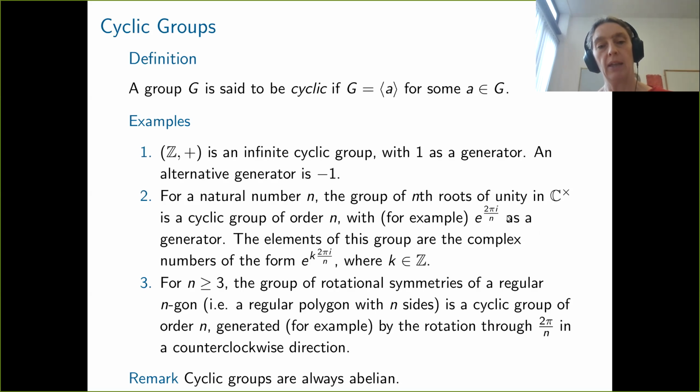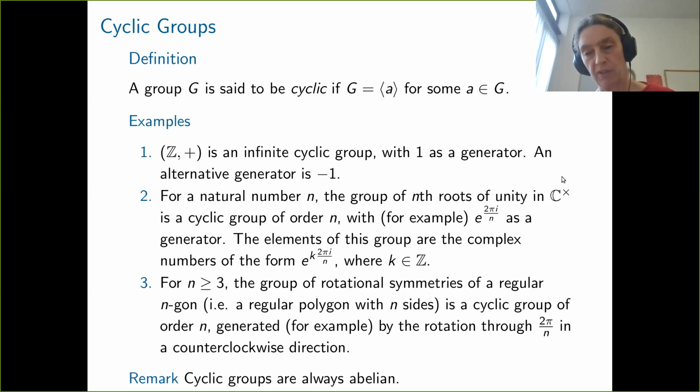A third example: if you take the regular n-gon, the regular polygon with n sides, it has a group of rotational symmetries with n elements. All the rotations through 2 pi over n, or through any integer multiple of 2 pi over n, are rotational symmetries of this object, and all of them are generated by taking one through the smallest possible angle, 2 pi over n, and composing that one with itself. So again, it's a group of symmetries in which every element is really a power of a single one.